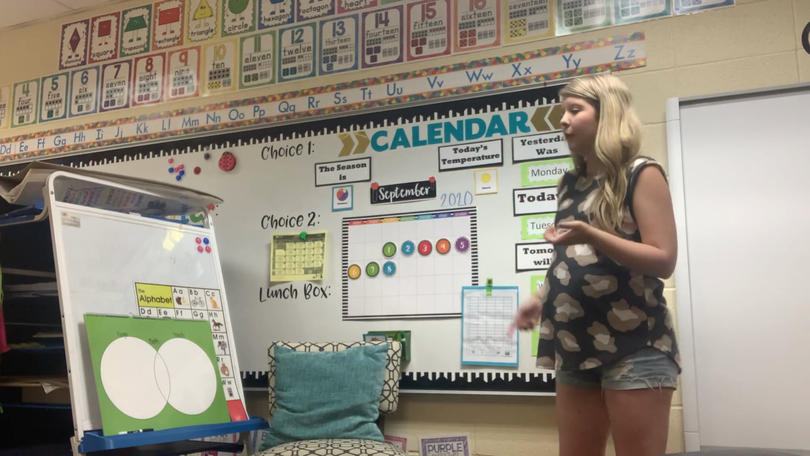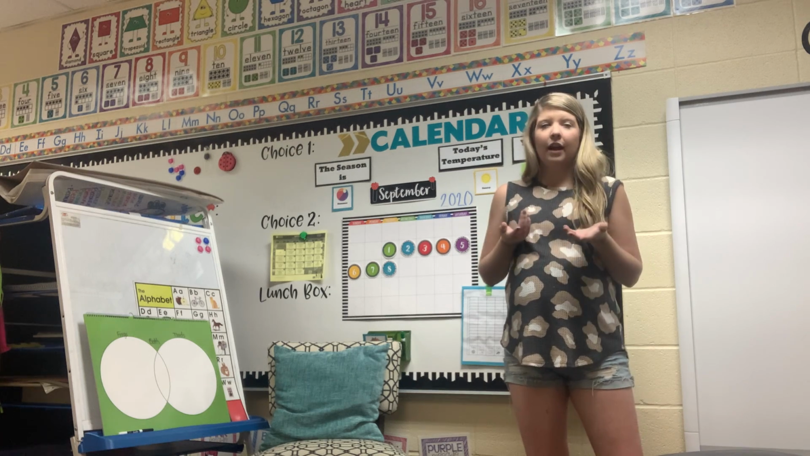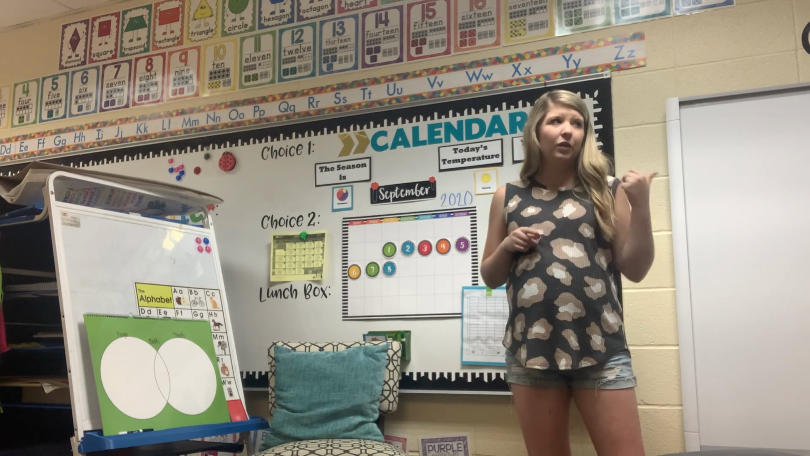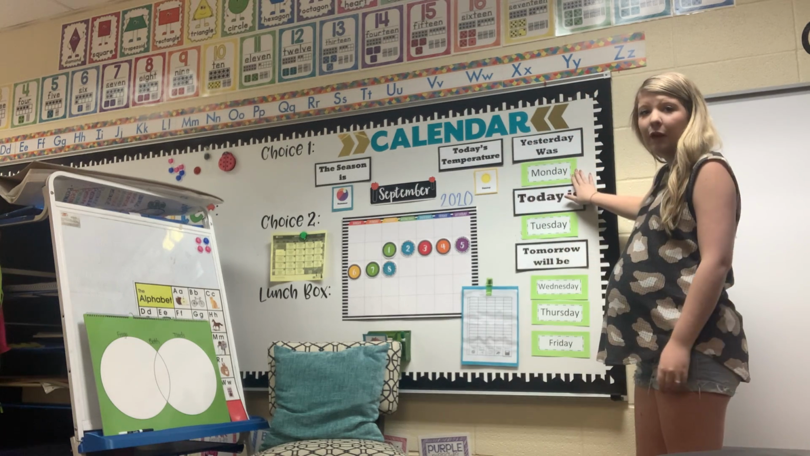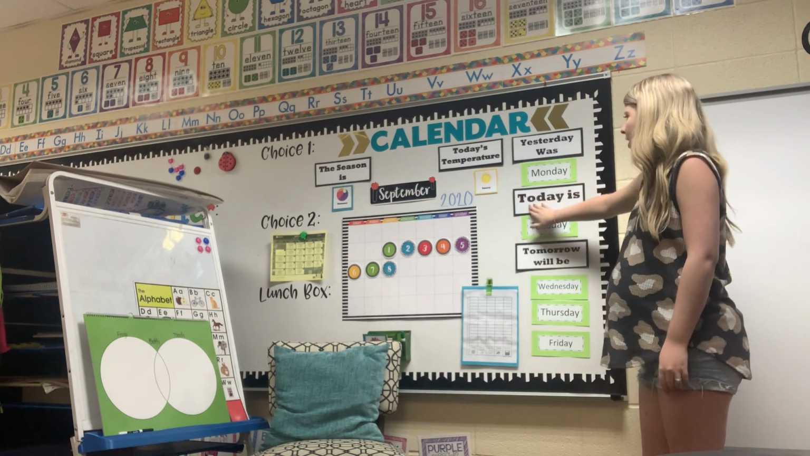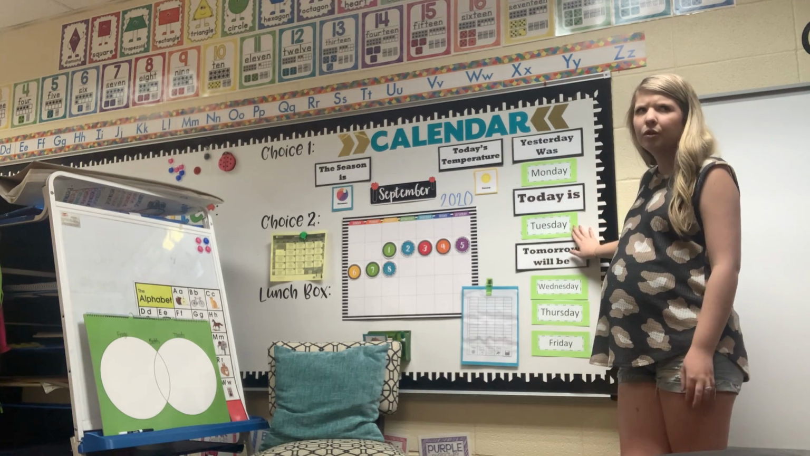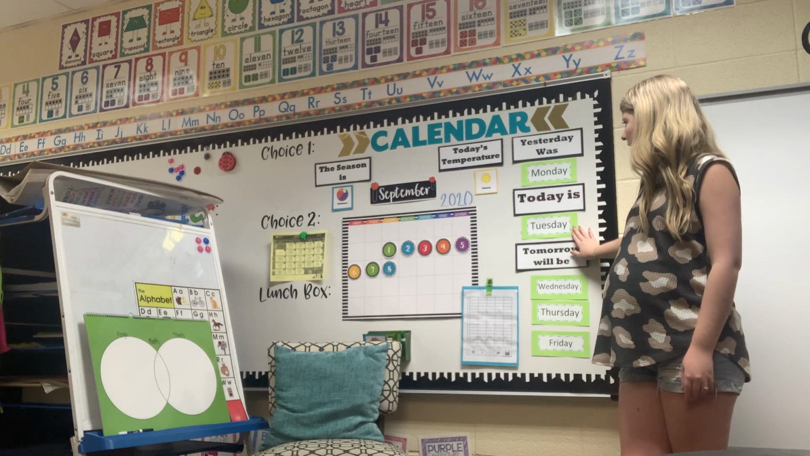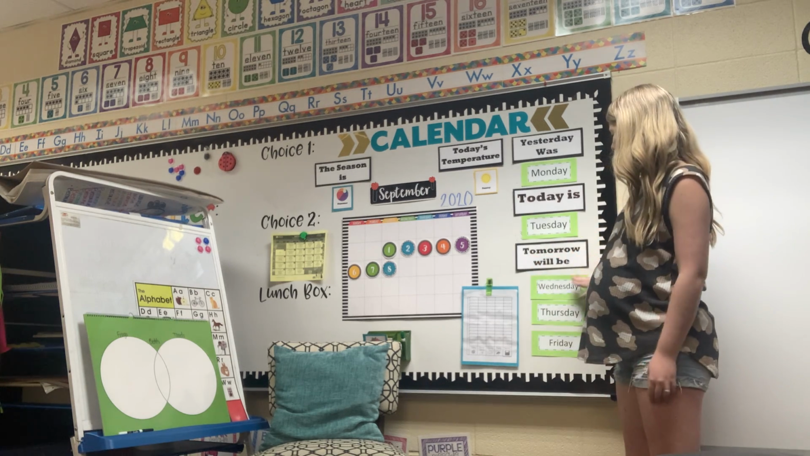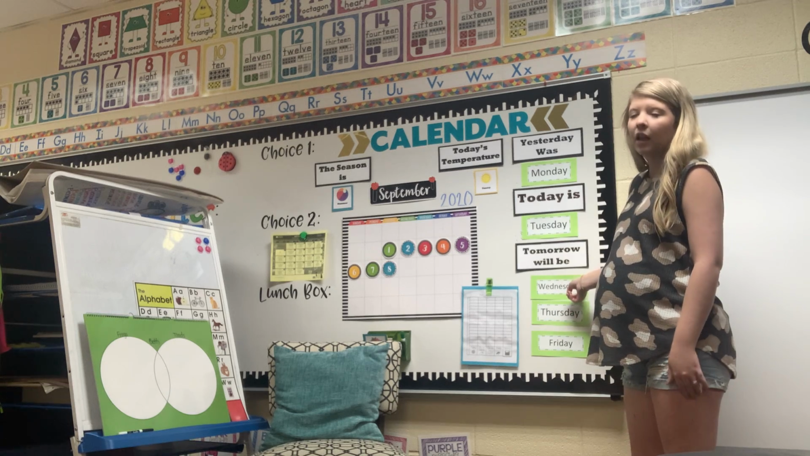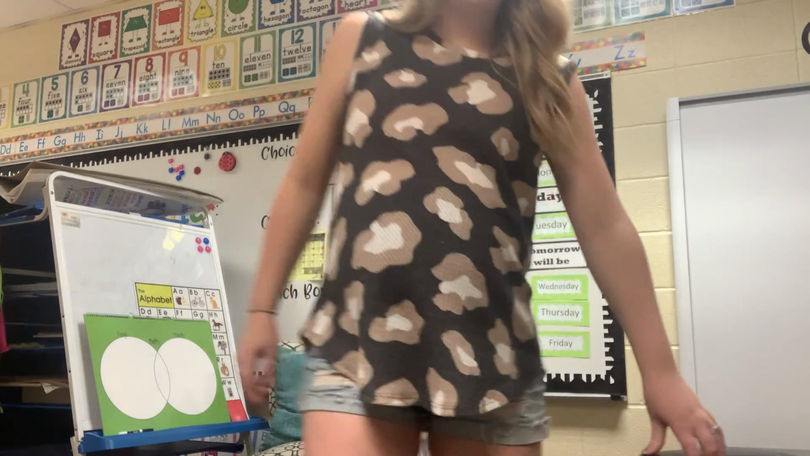Good. All right, so we had a long weekend because we had Labor Day and it was a holiday. So we didn't have school on Monday. So Monday, which was yesterday, we didn't do any work. So yesterday was Monday and we didn't go to school that day. So that means today is Tuesday. Say Tuesday. Today is Tuesday. So if today is Tuesday, then tomorrow will be what day? Wednesday. Good. Tomorrow will be Wednesday.